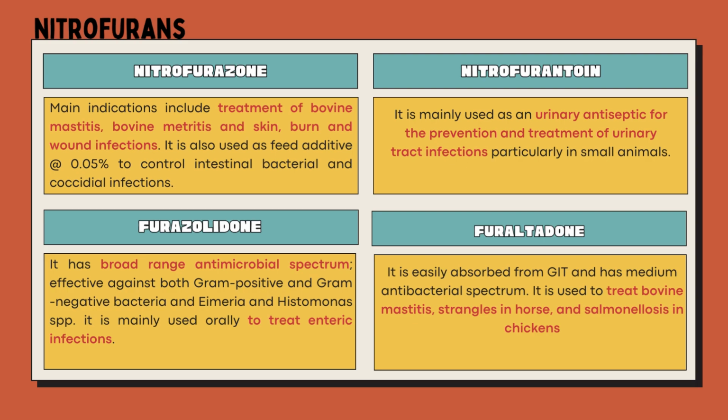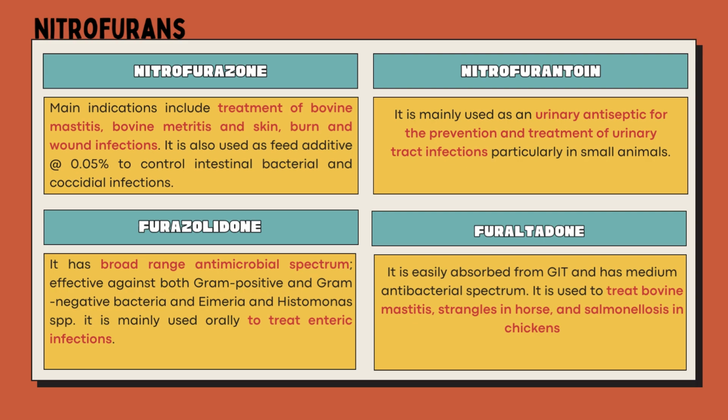Meanwhile, furazolidone has a broad range of antimicrobial spectrum. It is effective against both gram-positive and gram-negative bacteria and Eimeria and Histomonas spp. It is mainly used orally to treat enteric infections. Calves at 10 to 12 milligrams per kilogram orally twice a day for about a week. Meanwhile, in poultry at 0.04% in feed for 10 days.